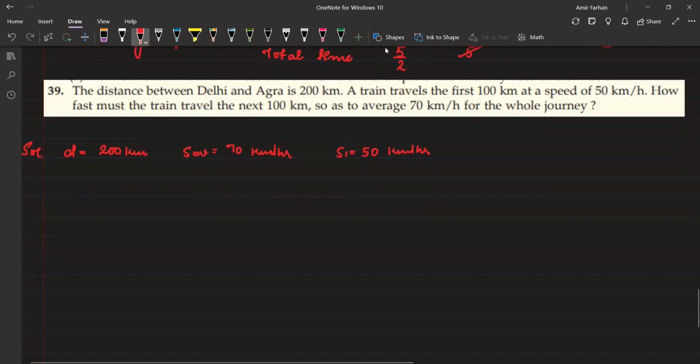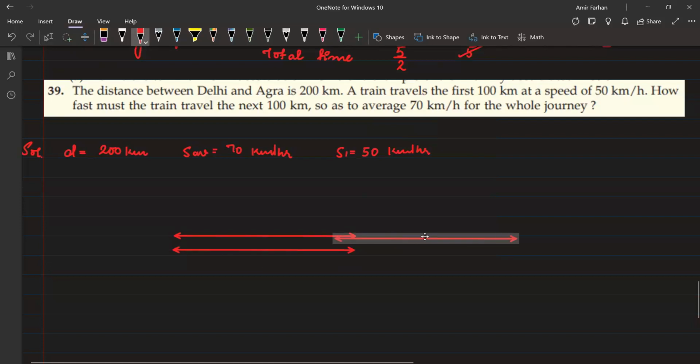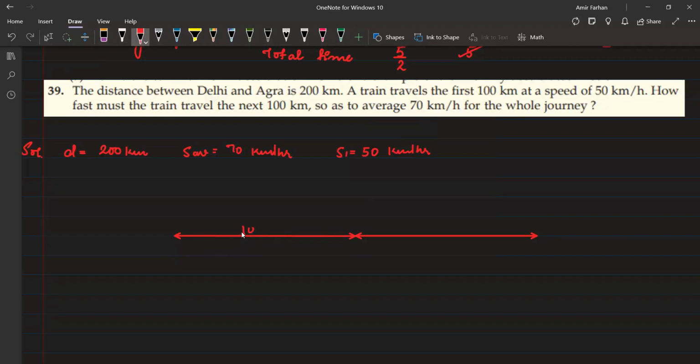Now let's draw this diagram. Have you ever visited Agra? No, sir. Okay, never mind. So this is 100 and 100.